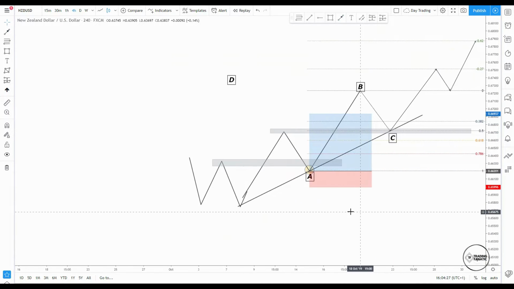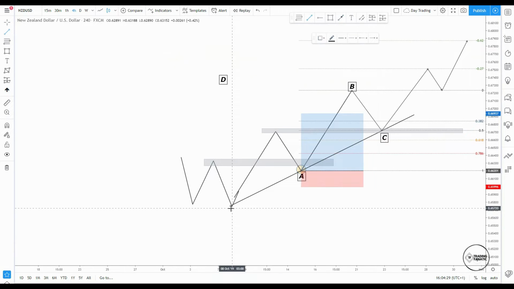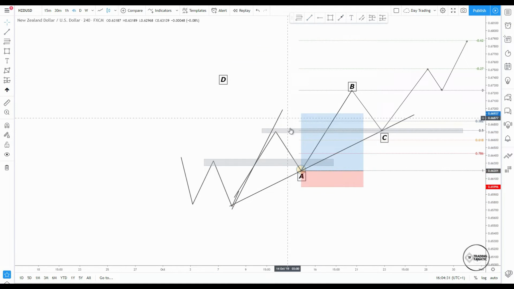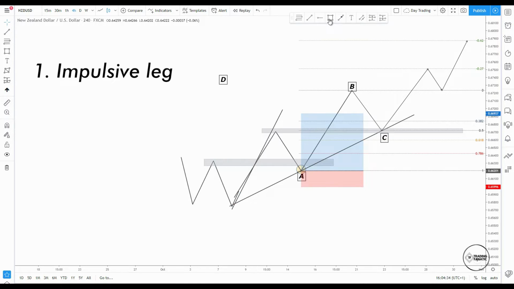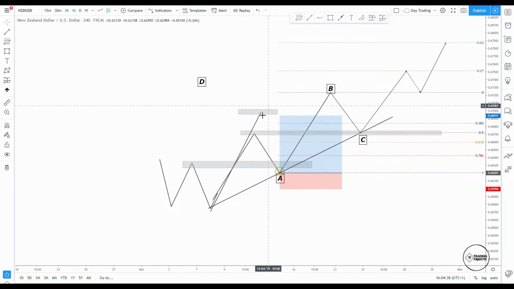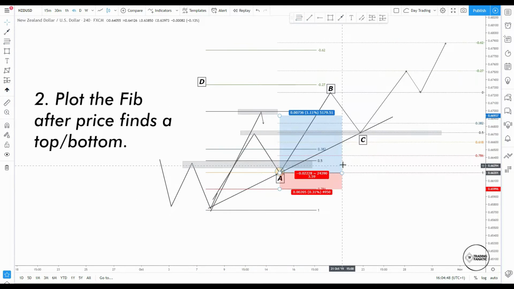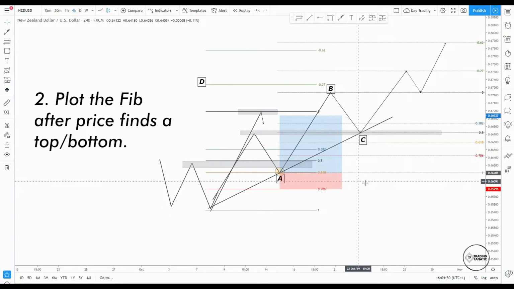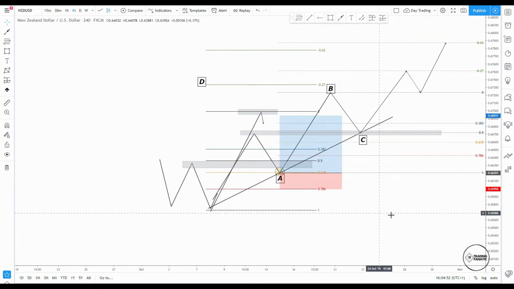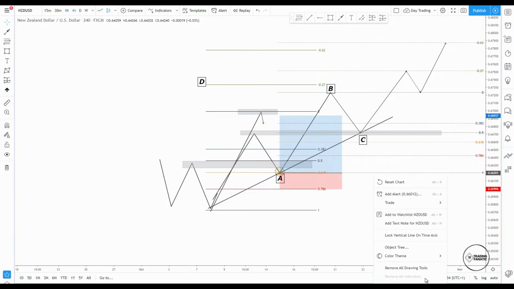So just to sum it up again, first, in order to have a fib, you need an impulsive leg. So this is your first thing you have to have. Then you need to see price action starting to find resistance and to push to the downside. So when you see price action starting to push to the downside, that is when you plot your Fibonacci. Then you see where is your 50 and 61.8%, and you will decide where you're going to enter.